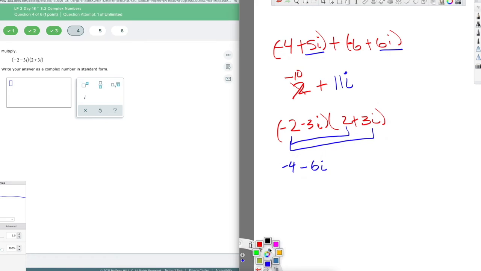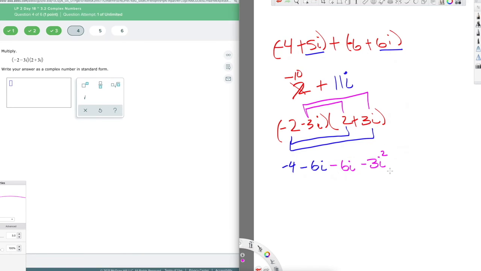Let's go with, I guess, pink for this one. So I'm going to move to this second piece here. Negative 3i times 2 is negative 6i again. Negative 3 times 2 is 6, and times i just tacks it on. And then I have negative 3i times 3i, that's negative 3i squared.